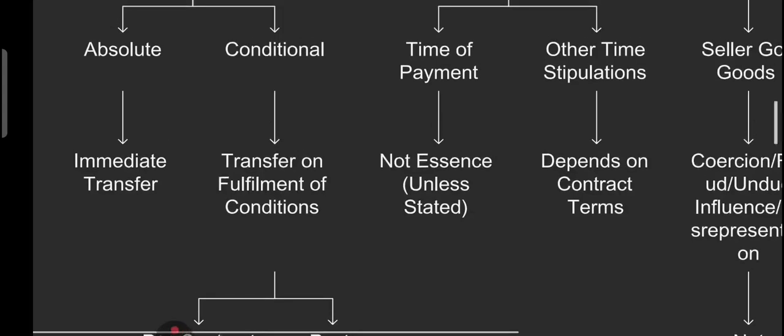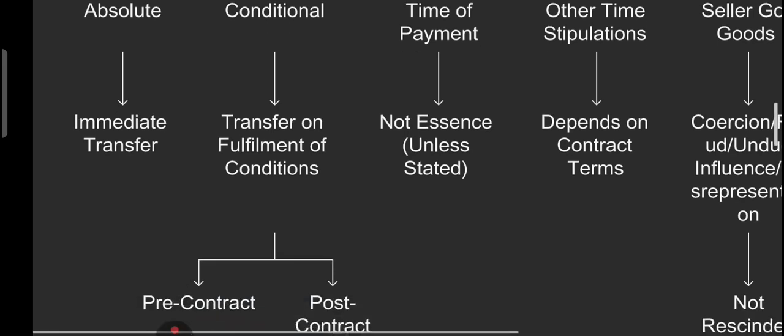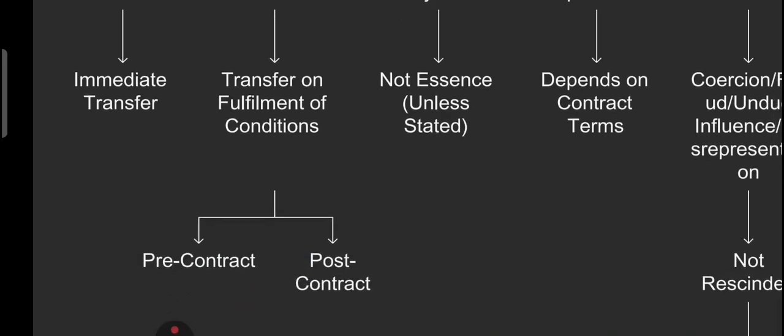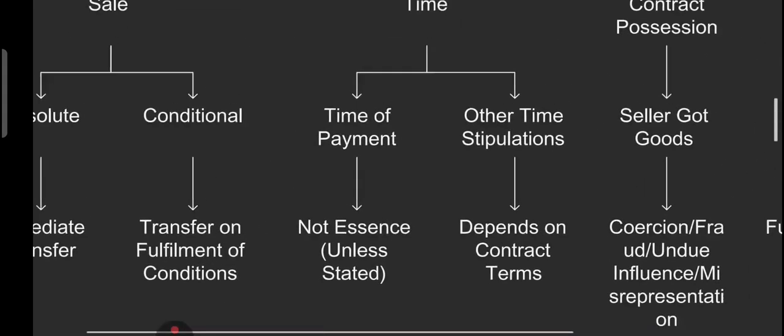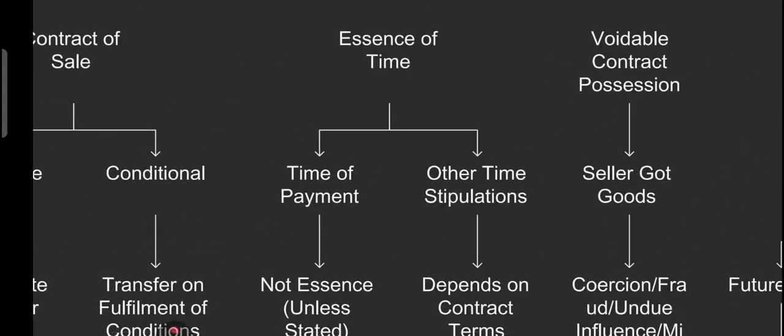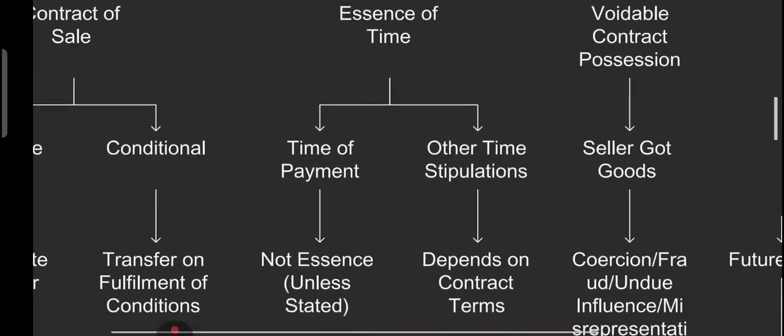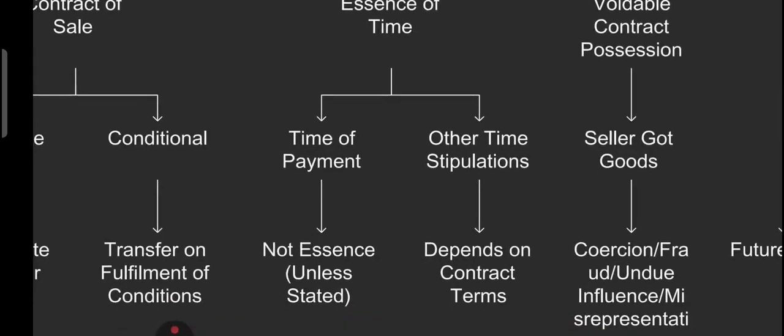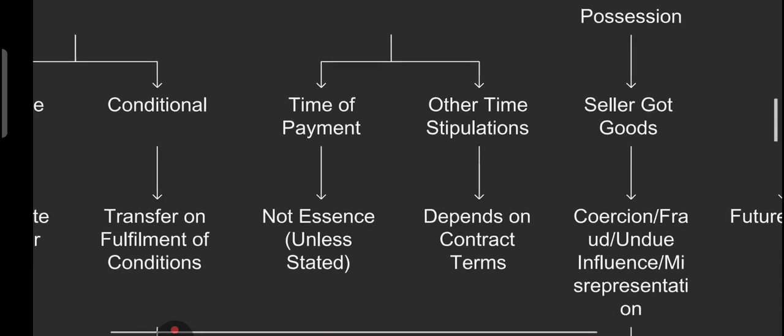And the name itself suggests, absolute means what? Goods are transferred immediately. Conditional means what? Goods are transferred only after some condition is fulfilled. And this can happen before the contract, which we call pre-contract, or it can happen after it is signed, called post contract. Now one more important thing, does time matter? Time of payment is not crucial, right? Time of payment is not crucial unless clearly mentioned. And other time terms, yes, they depend on what is written in the contract.